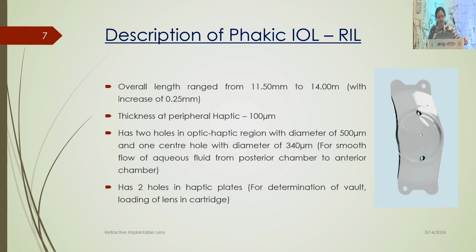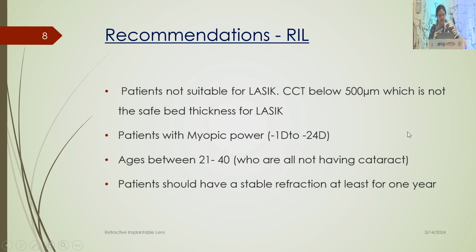The thickness of the peripheral haptic is 100 microns, which I think he was mentioning is almost similar to IPCL. It has two holes, which are about 500 microns here in the optic-haptic junction, and the central hole is about 340 microns. And again, I think we already spoke about the different powers available.